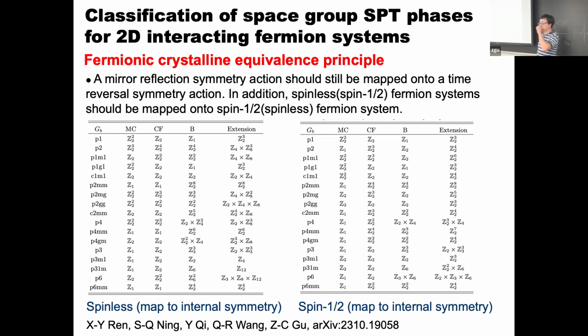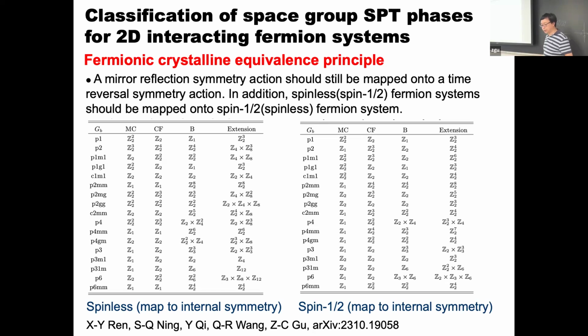You can see this data can be mapped to each other, even layer by layer. All the fermionic root states map to fermionic root states and the bosonic map to bosonic root states. We also examined that this kind of twist is very important: spinless fermion maps to spin 1/2 and spin 1/2 maps to spinless. So this is what we call the fermionic crystalline equivalence principle.